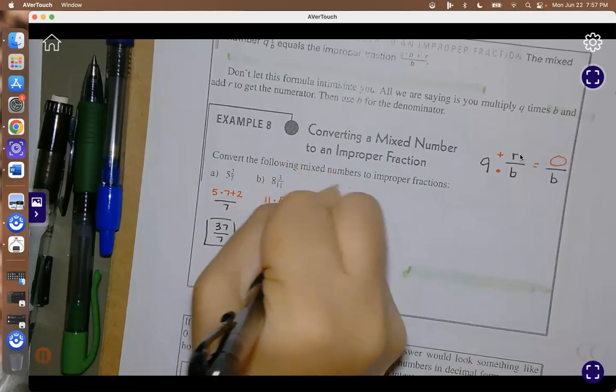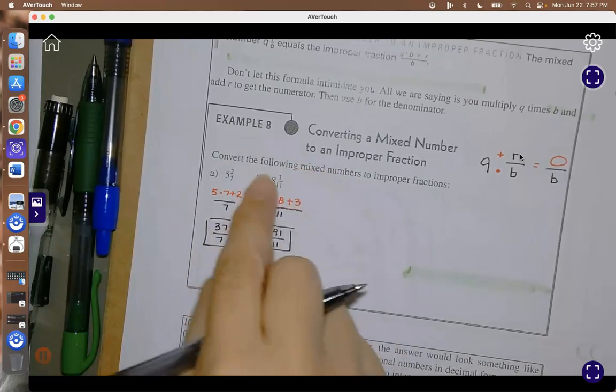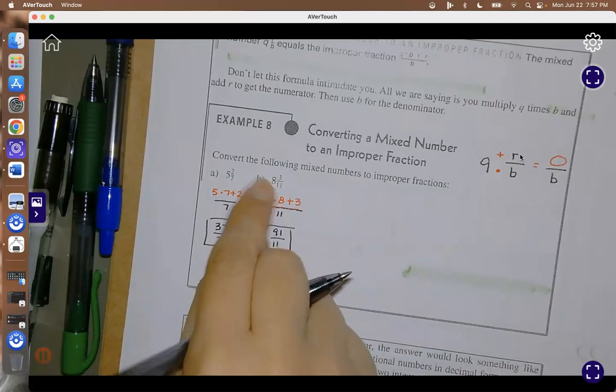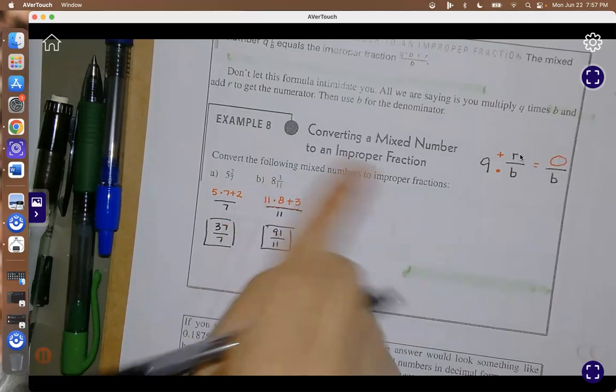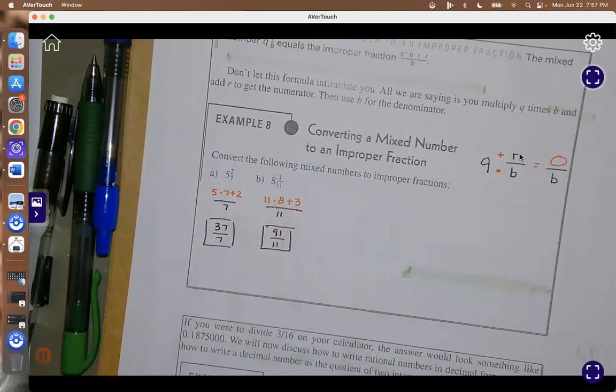Now, just in case you see one with a negative sign out front, just stick it on the answer. You don't have to include it in the math. You don't make that a negative number and then have to subtract. Okay?